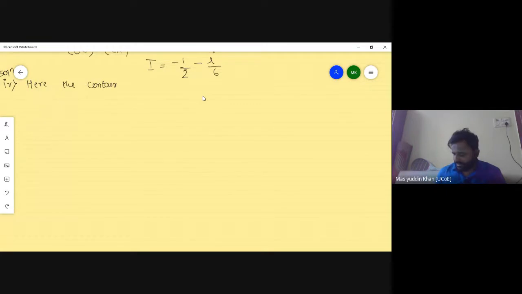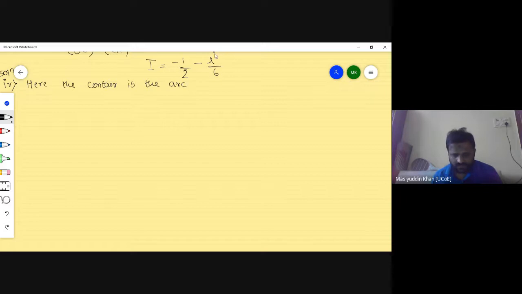So here the contour is a parabola. So here the contour is the arc OA, arc OA of the parabola.